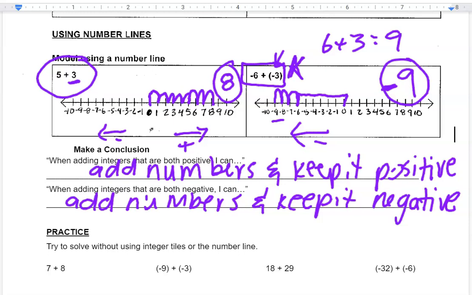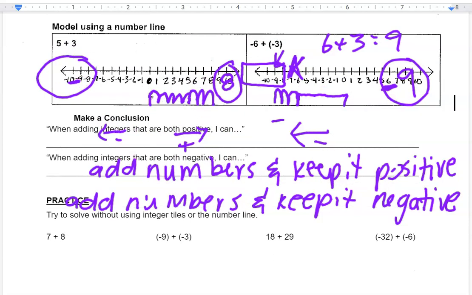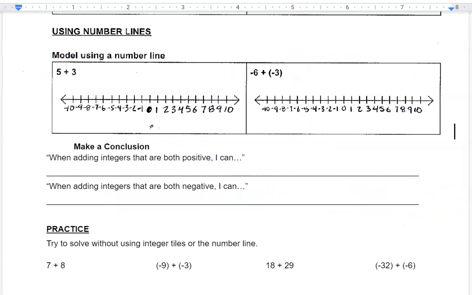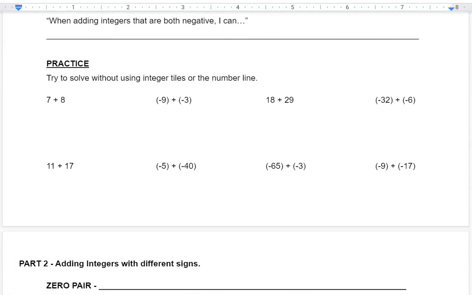So now we have some practice problems, and we want to try to not use a number line or integer tiles. If we still need to, we can, but we'd like to apply those conclusions that we just made. So 7 plus 8, both numbers are positive, so we add and keep them positive. So 7 plus 8 is 15, keep it positive. Negative 9 plus negative 3, both of them are negative. So it means we spent $9 and then we spent $3 more. So we add the numbers together. 9 plus 3 is 12 and keep it negative.